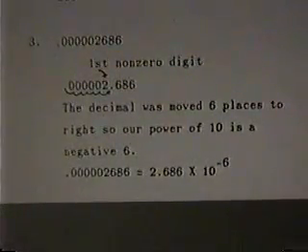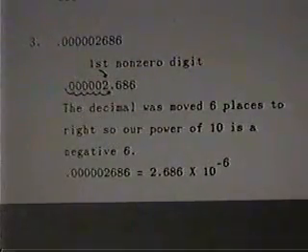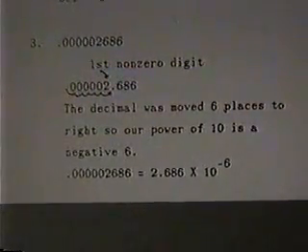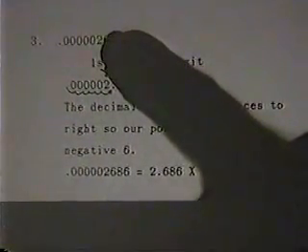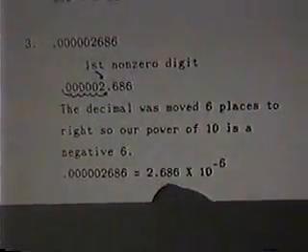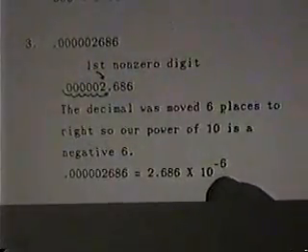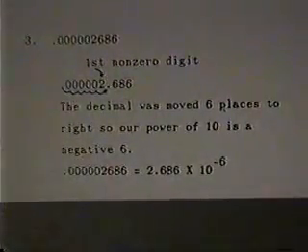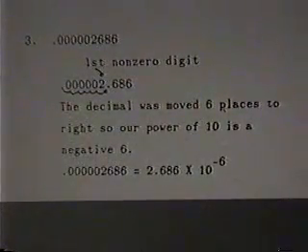Okay, example 3. 0.00002686. Okay, we must move it to get to the right of the first non-zero digit. So we must move it to get to this side of the 2. So that's 1, 2, 3, 4, 5, 6 places. Therefore, it is 2.686 times 10 to the minus 6. Now, look at the 2 examples, number 1 and number 3.